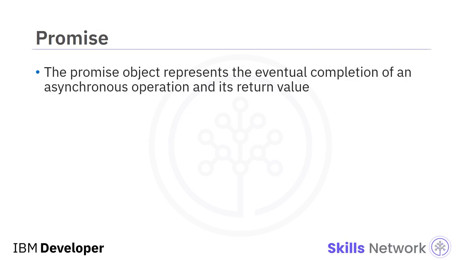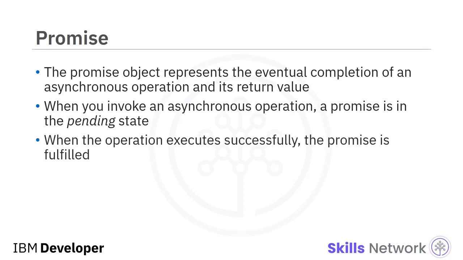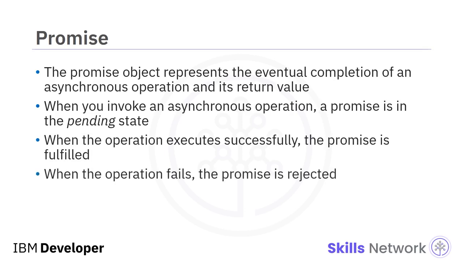The promise object represents the eventual completion of an asynchronous operation and its return value. When you invoke an asynchronous operation, a promise is in a pending state. When the operation executes successfully, the promise is said to be fulfilled. When the operation fails, the promise is said to be rejected.